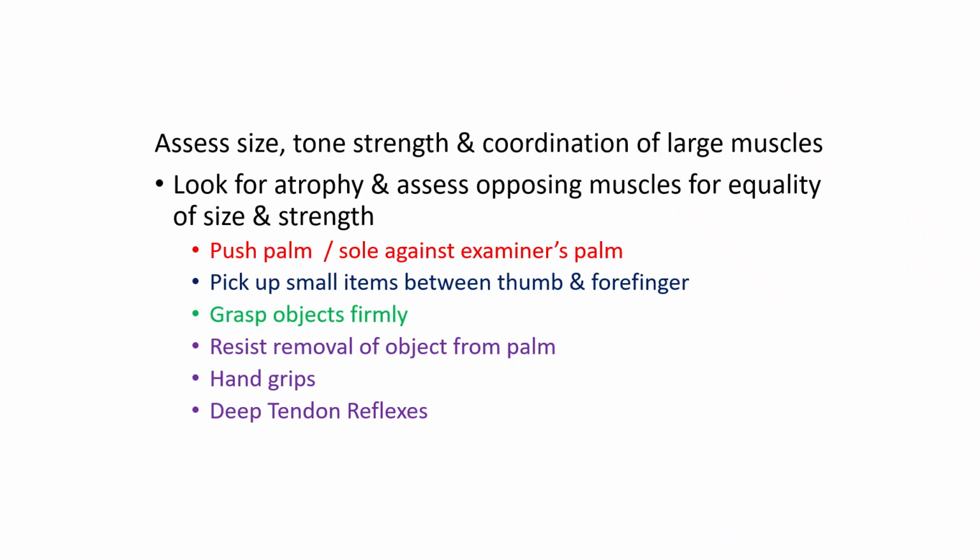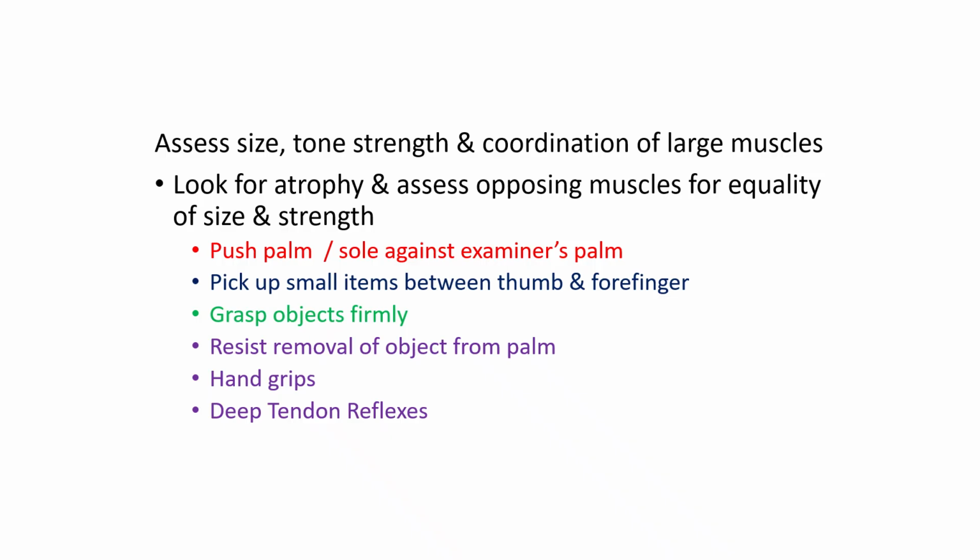For motor function and reflex testing, you're going to assess the size, tone, strength, and coordination of the large muscles. You're going to pay attention for any signs of atrophy and assess opposing muscles for equality of size and strength. So you'll push their palm against your palm. You could get them to pick up a small item, grasp an object firmly, or squeeze your hands.